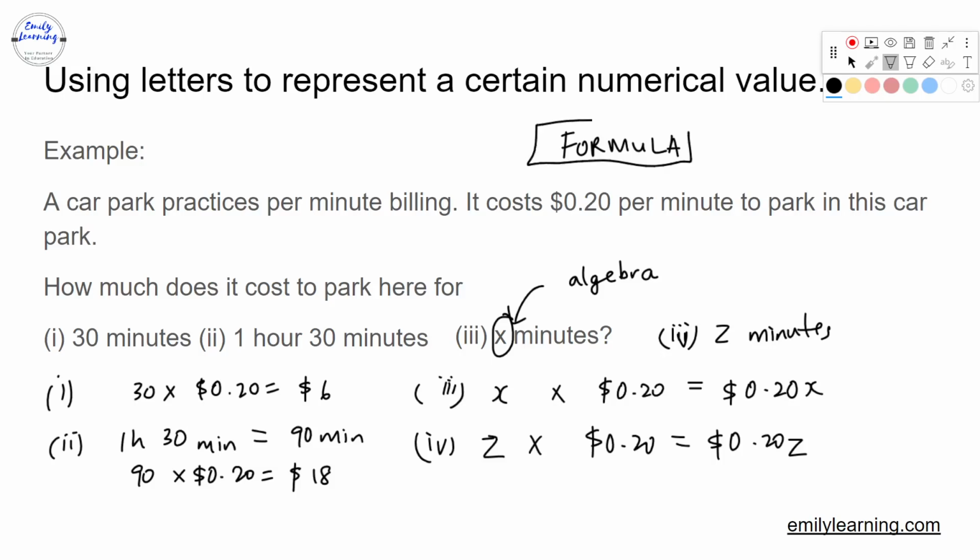This formula just tells us that as long as we know the time that the car was parked in minutes, we just need to multiply it by 20 cents. We will find the car park fee, or the amount it costs to park here. And because I write it in this formula, it tells me that if I know the value of X, which could be 10, which could be 100, which could be 30, and so on, I can find the cost simply by taking 20 cents times X.